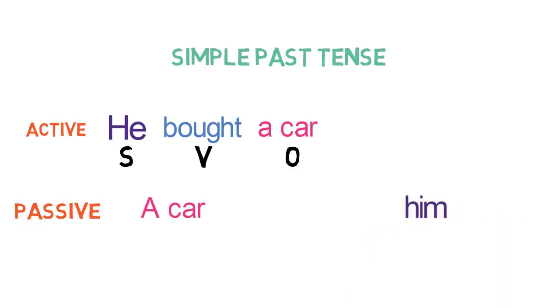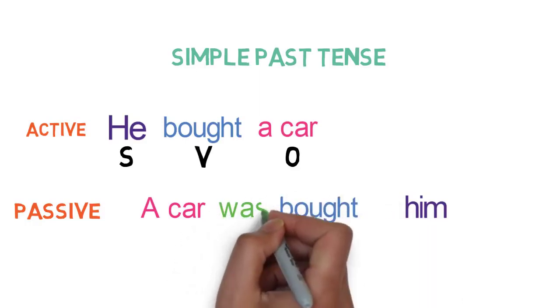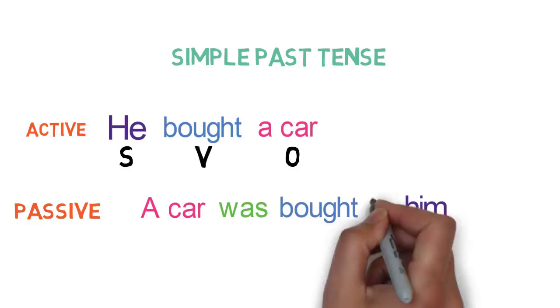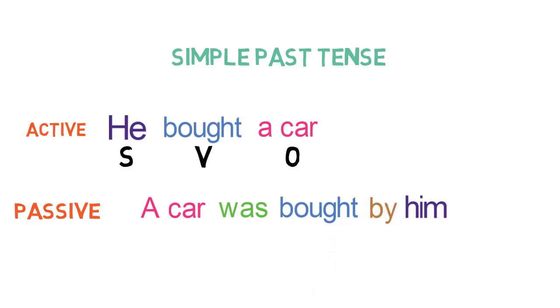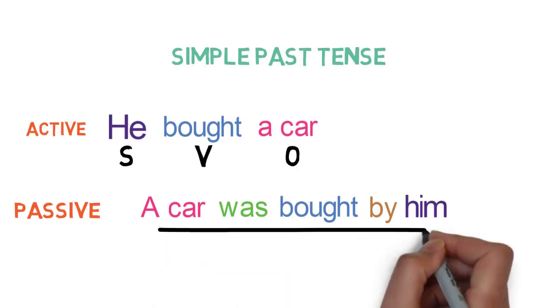Now, converting the main verb to third form, it will be bought. Next, adding a suitable helping verb, it will be was. And lastly, we need to add by here to make the sentence complete. So the whole sentence is, a car was bought by him.